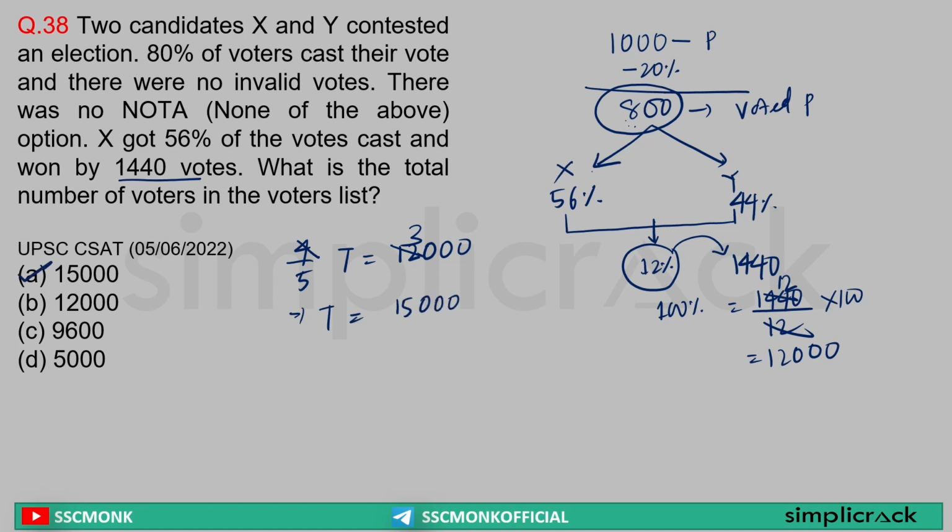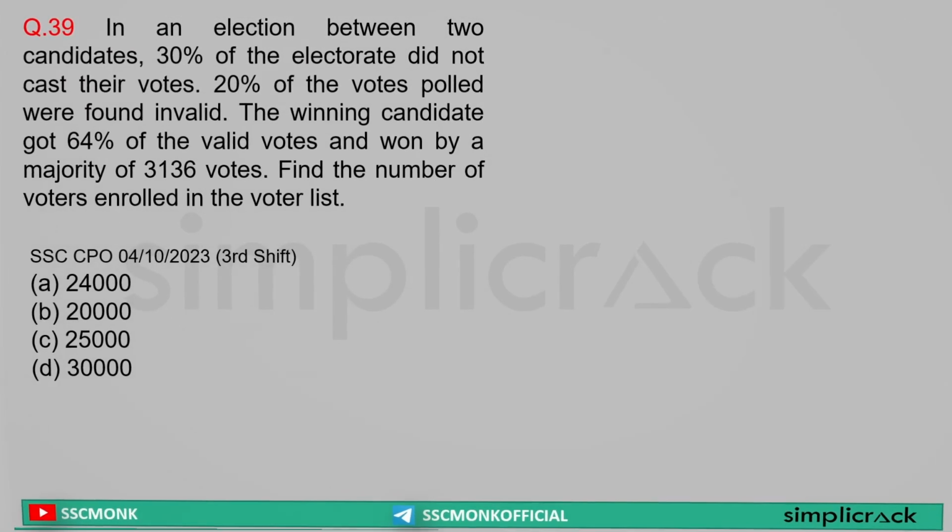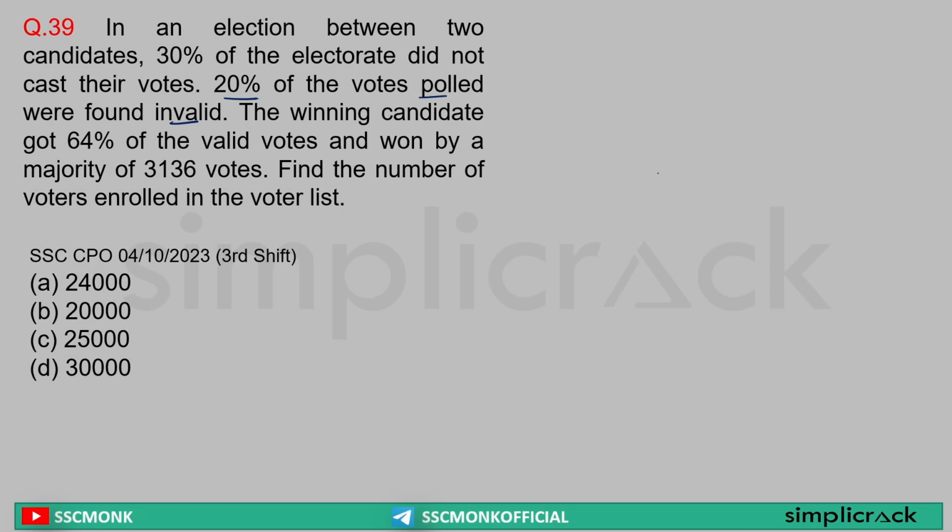Answer is option A. Be careful about what? The total number of voters in the voters list, not the total number of persons who voted. Clear? Next. In an election between two candidates, 30% of the electorate did not cast their votes.